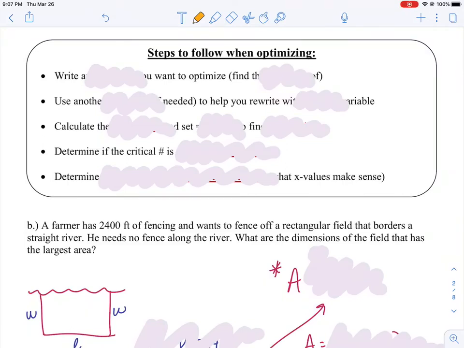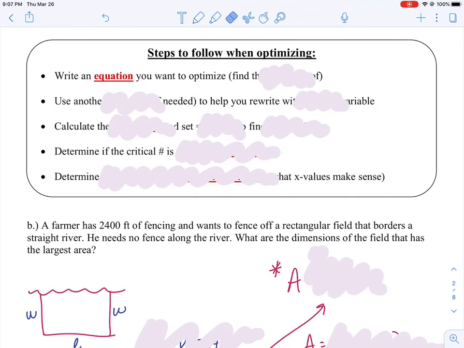Okay, we already talked about one optimization problem in 4.7, example number 1a. And before we get into the next example, I want to talk real quick about a few steps that we should be following anytime we're trying to do an optimization problem, trying to find the best way of doing something.